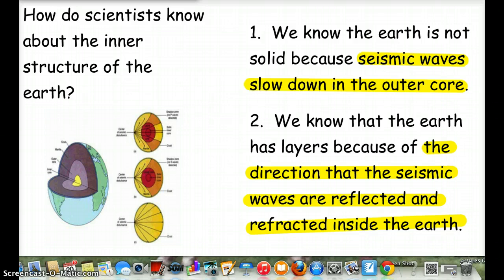or I should say two pieces of evidence that we have that tells us about the interior structure of the Earth. The first piece of evidence is that we know that the Earth is not solid because seismic waves slow down when they reach the outer core.